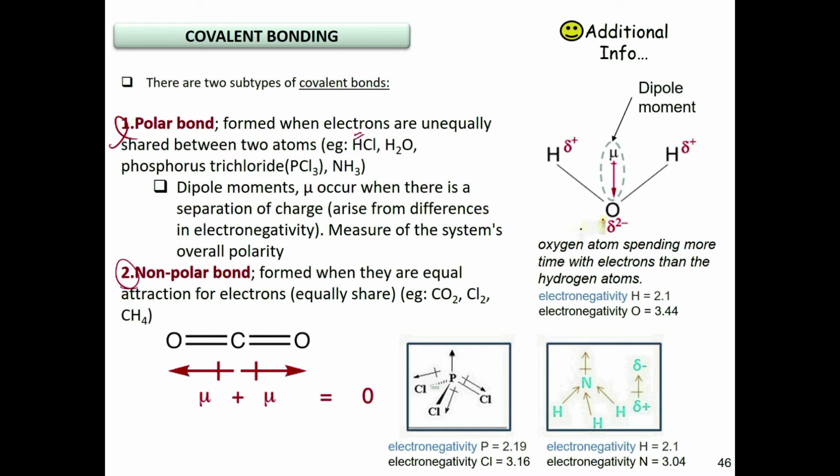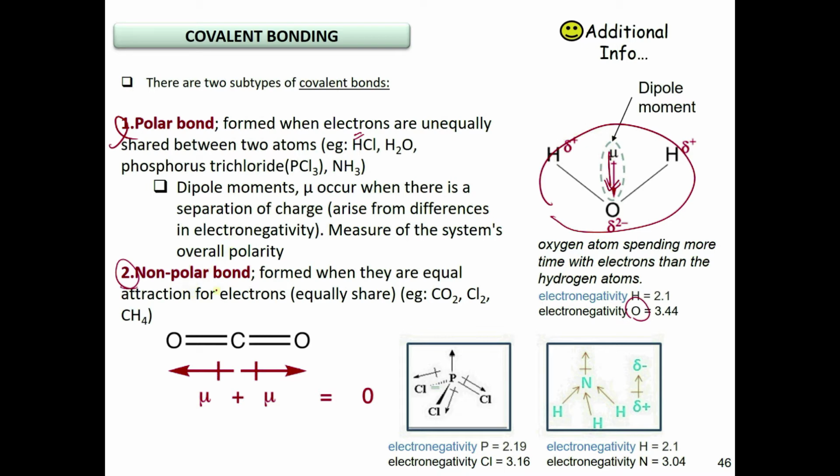So you see here, this is one example of polar bonding, for water. Due to the electronegativity of oxygen, which is larger than hydrogen, the electron has a tendency to spend more time closer to oxygen rather than hydrogen. So it forms a dipole moment.